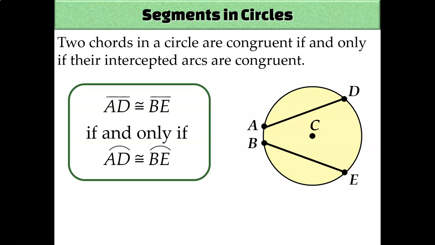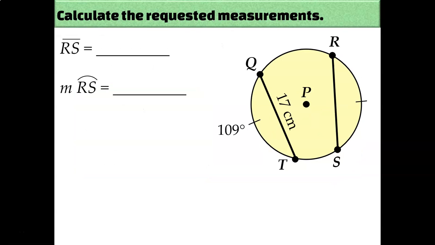The first unique property of segments in circles that we're going to talk about today is that if two chords in a circle are congruent to each other, then their intercepted arcs are also congruent to each other. So for example, if I knew that this arc was congruent to this arc, you label arcs as being congruent the same way that you label segments as being congruent.